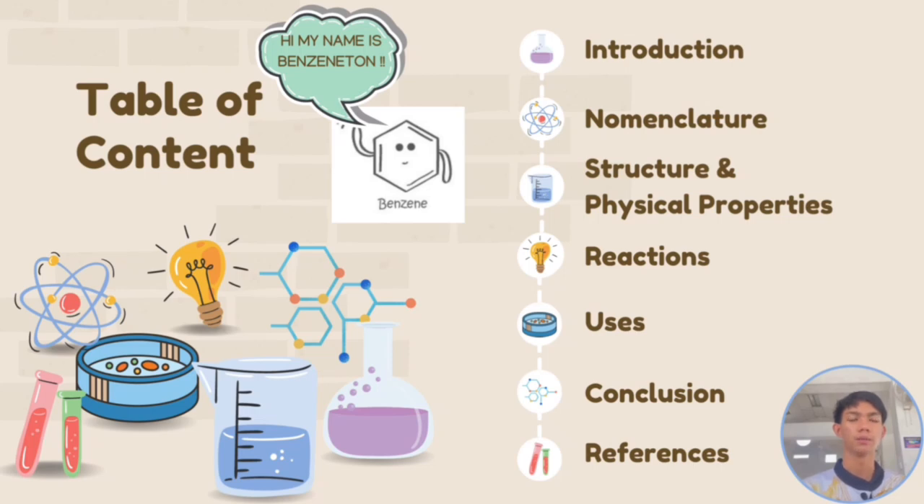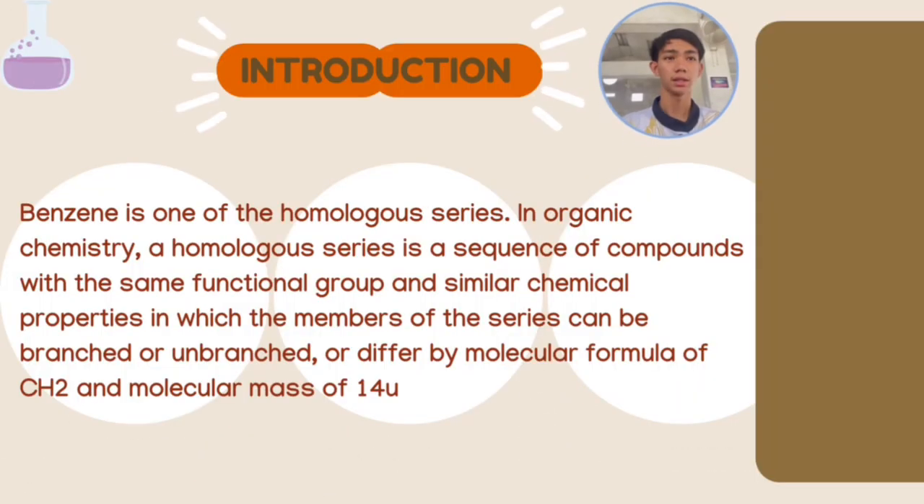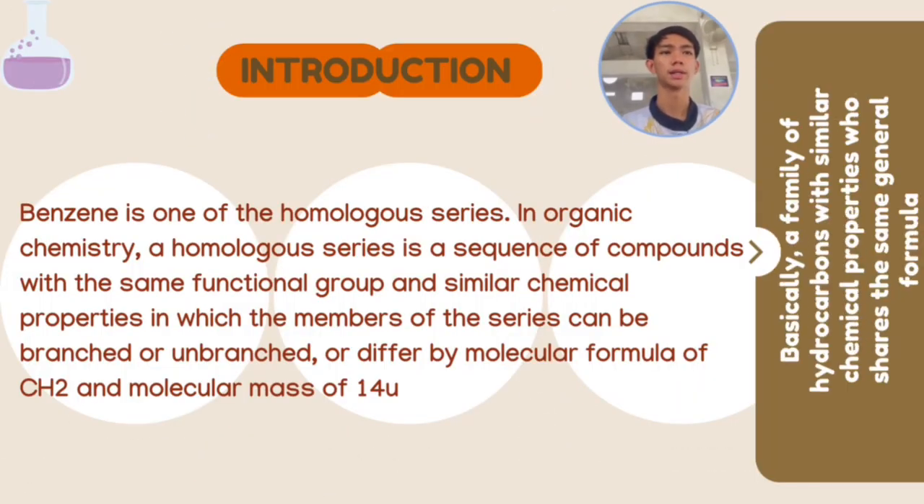This presentation will be focusing on four major issues that are referenced at the table of the content. Benzene is one of the homologous series. In organic chemistry, a homologous series is a sequence of compounds with the same functional group and similar chemical properties, in which the members of the series can be branched or unbranched or differ.